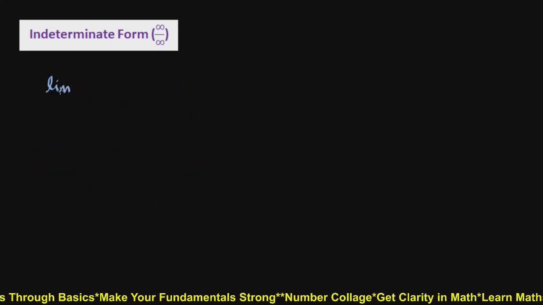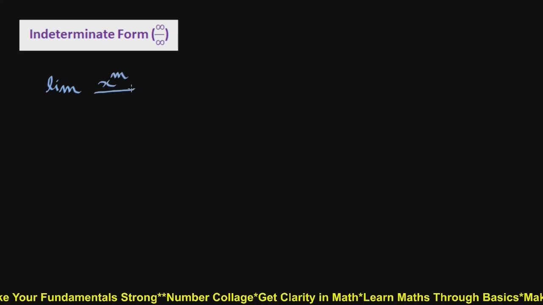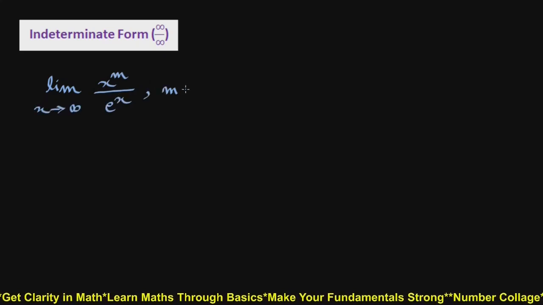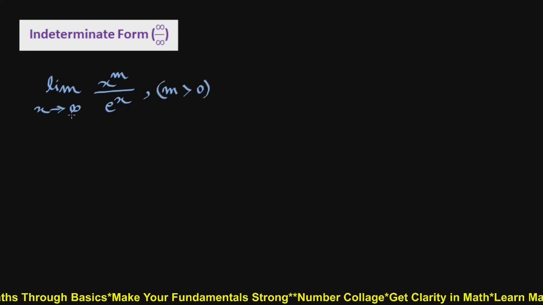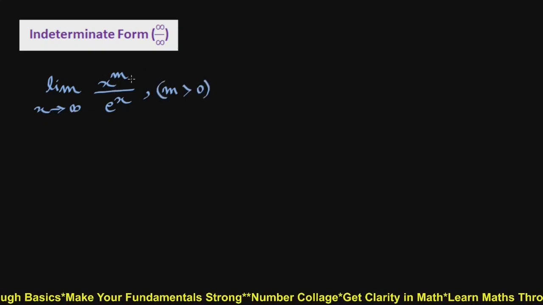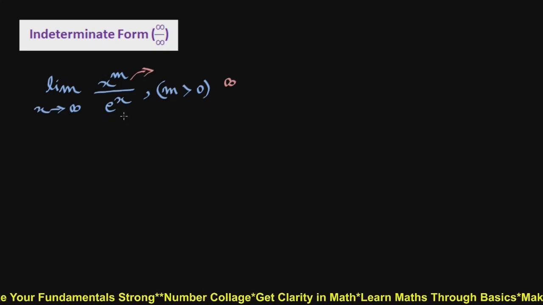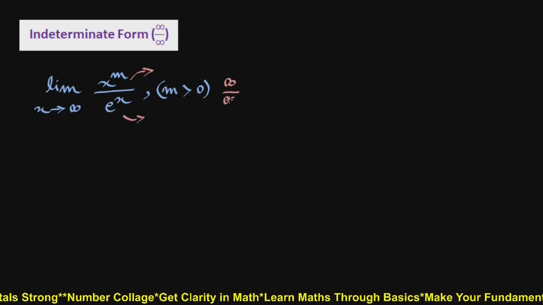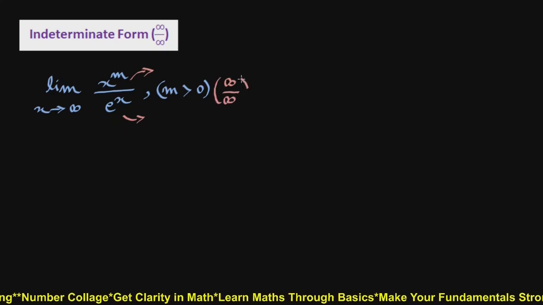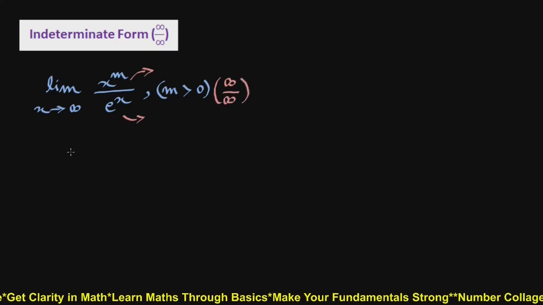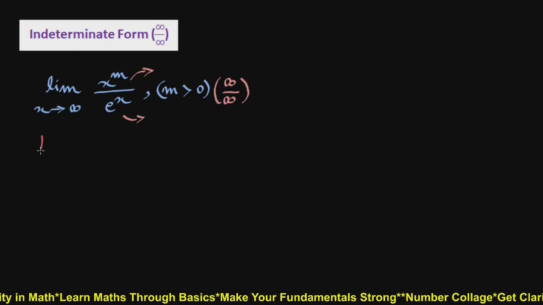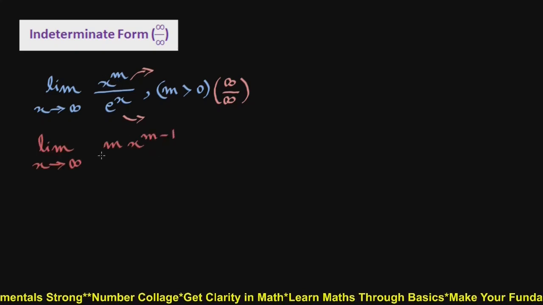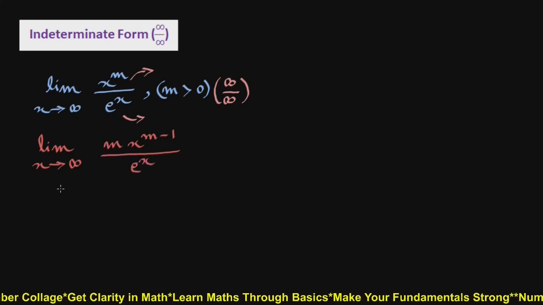Evaluate limit x raised to m upon e raised to x as x tends to infinity, where m is positive. As x tends to infinity, x raised to m is infinity and e raised to infinity is also infinity. So this is infinity upon infinity indeterminate form. We can apply L'Hopital's rule here. So it will be derivative of x raised to m, x raised to m minus 1, upon derivative of e raised to x.